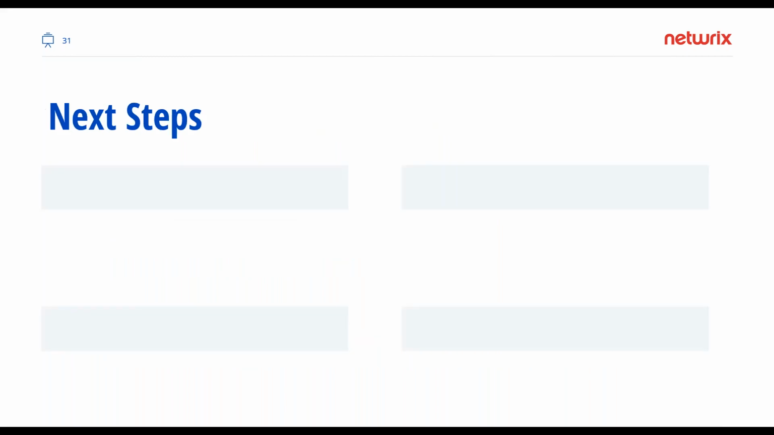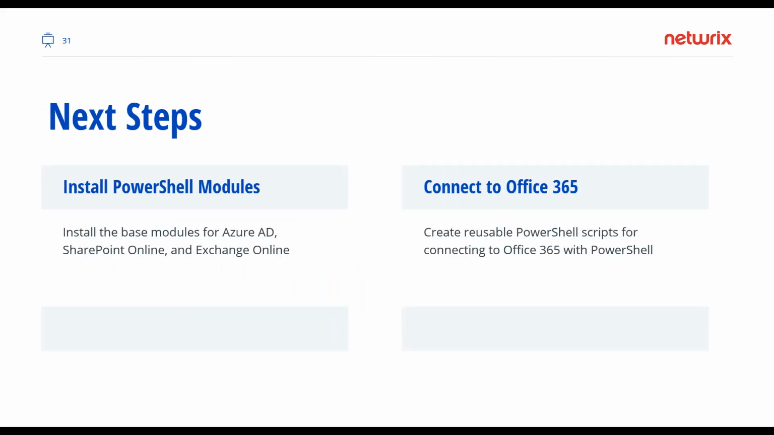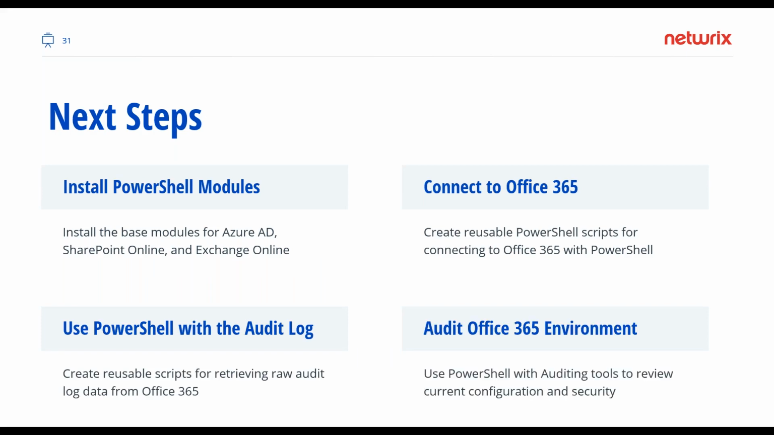Okay, so next steps from me: install the PowerShell modules, install the base modules for Azure AD, SharePoint Online, and Exchange. Then obviously go and connect to Office 365, and create those reusable PowerShell scripts that will allow you to connect to all the Office 365 services in PowerShell. Then utilize PowerShell with the audit log.